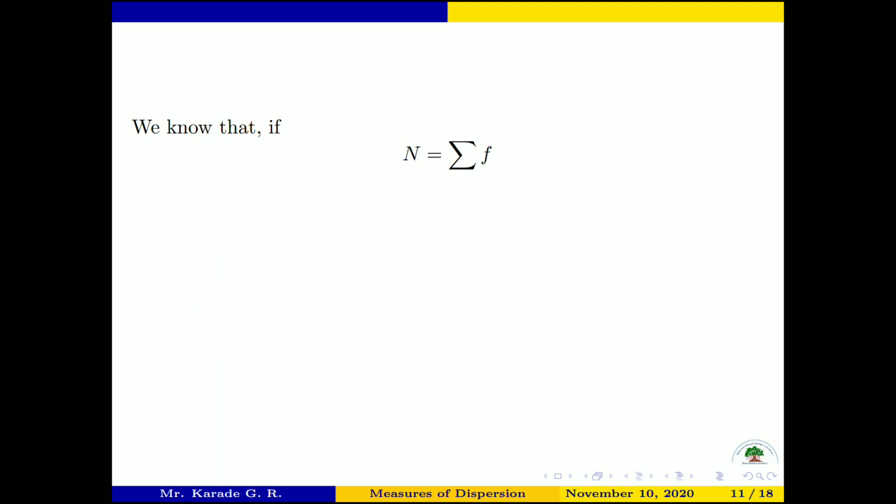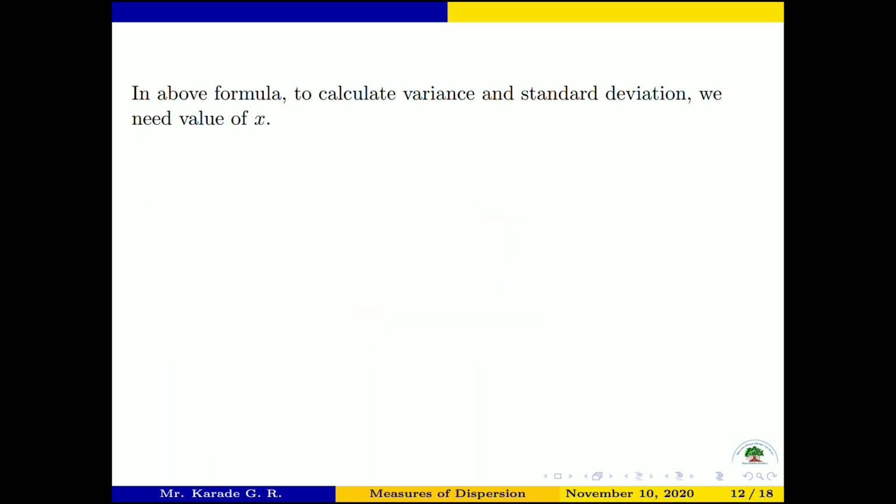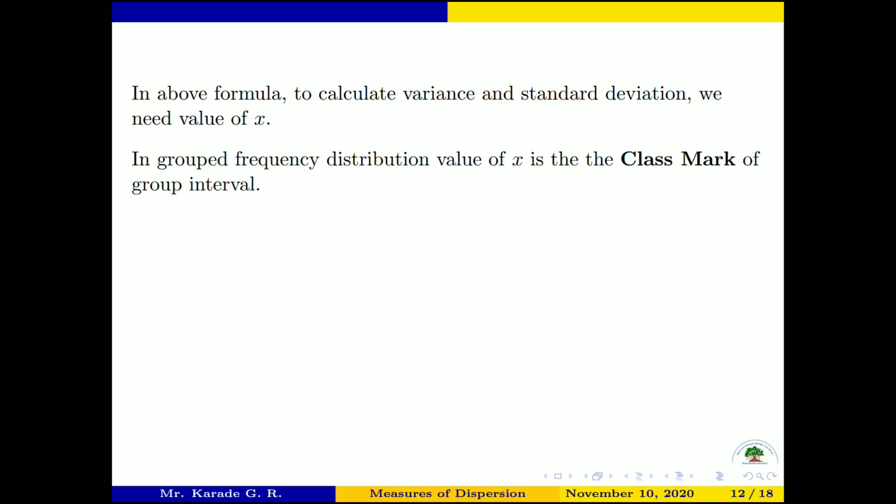We know that if n is equal to summation f, then the mean x bar is equal to summation fx upon n, that is the formula for arithmetic mean. Now the formula for variance of x is summation fx square upon n minus x bar square. So first of all, we calculate the arithmetic mean x bar in the above formula. To calculate variance and standard deviation, we need the value of x bar.